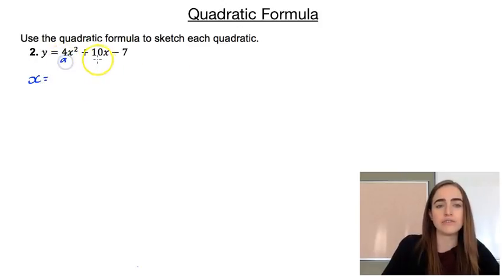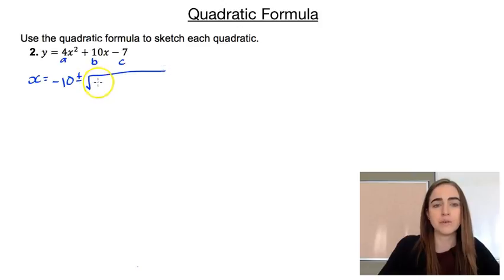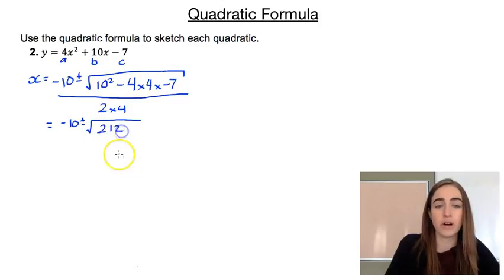So our a is 4, our b is 10, and our c is -7. It's important that you get that minus in there as well. So we've got x equals minus b, so -10, plus or minus the square root of b squared, so 10 squared, minus 4ac, so 4 times -7. And that's all over 2a, so 2 times 4. So that'll give us -10 plus or minus the square root, and if we figure out all of that, it would give us 212 over 8.